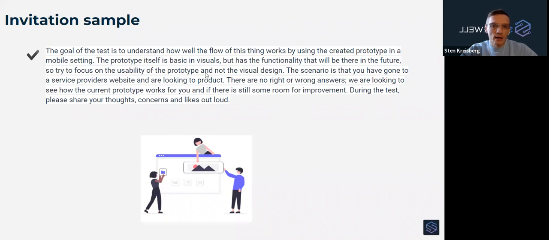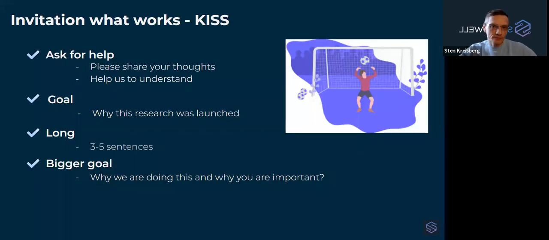Second thing is there are too many words here, like prototype, product, visual design, functionality. So it's going too technical. The simpler it is, the better. So this means keep it simple, but always mention why you are doing this and what to expect. So this is an invitation that works: KISS. Keep it simple and stupid.